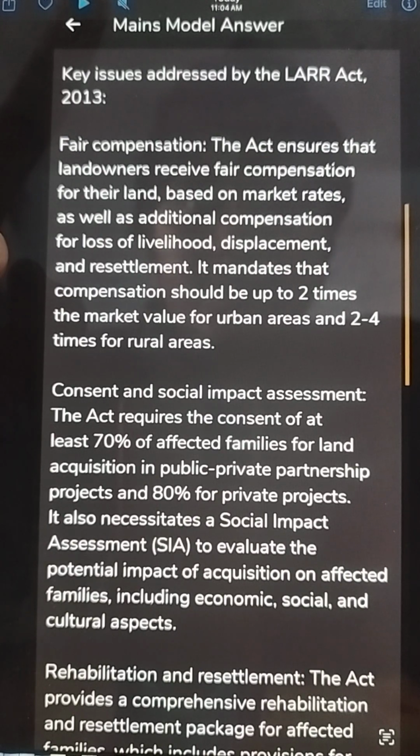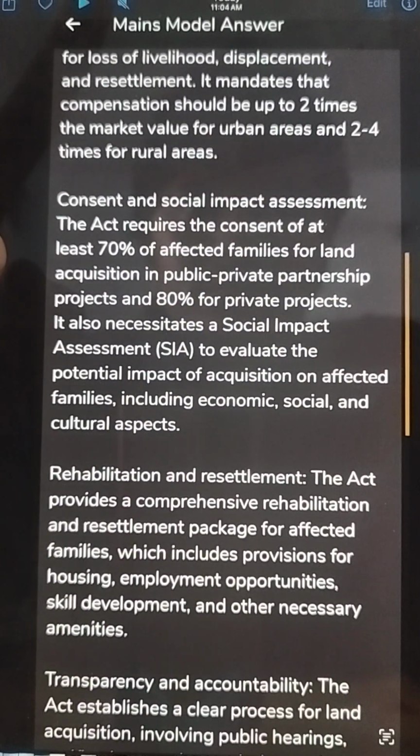Then consent and social impact assessment. The Act requires the consent of at least 70% of affected families for land acquisition in public-private partnership projects, and 80% for private projects. It also necessitates a social impact assessment to evaluate the potential impact of acquisition on affected families, including economic, social, and cultural aspects.